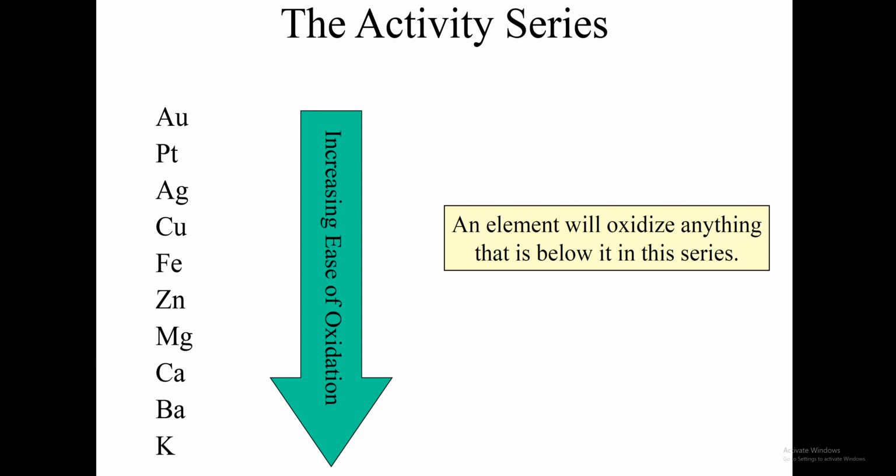So here's a classic example of the activity series. If I ask you why iron is more reactive than perhaps copper, that has to do with its ability to move electrons around. As you go down this column, you can see that potassium, a highly reactive element, has an easier way of oxidizing, which means that it's a very reactive element.